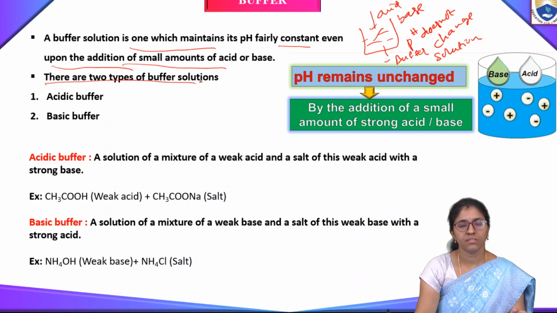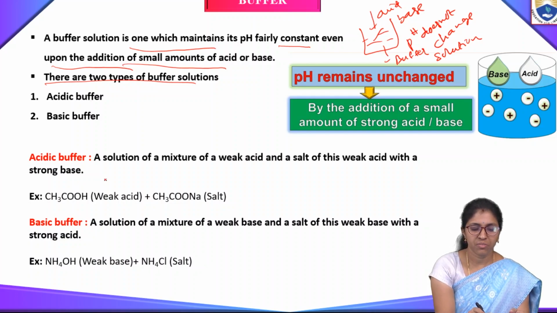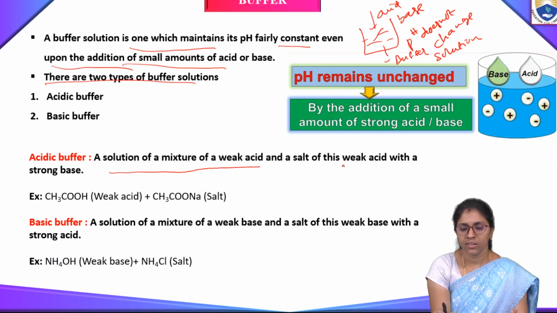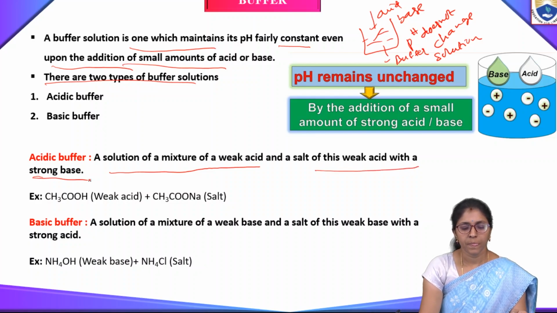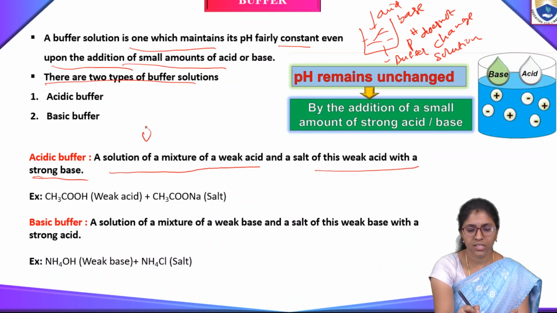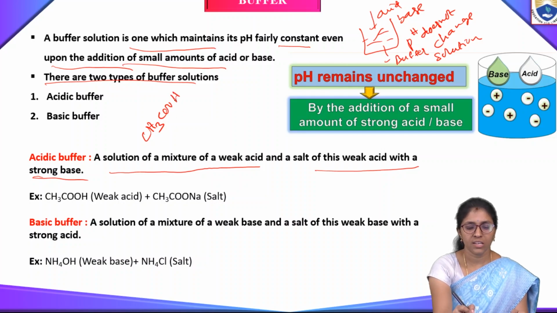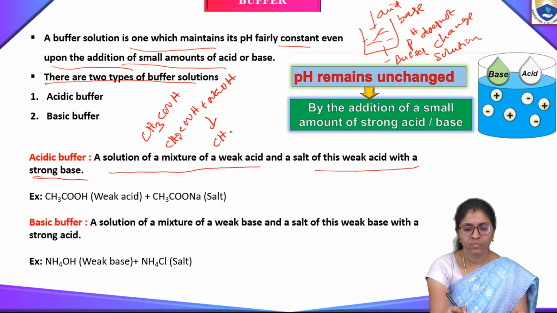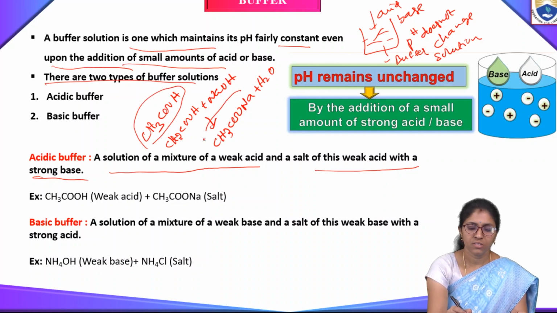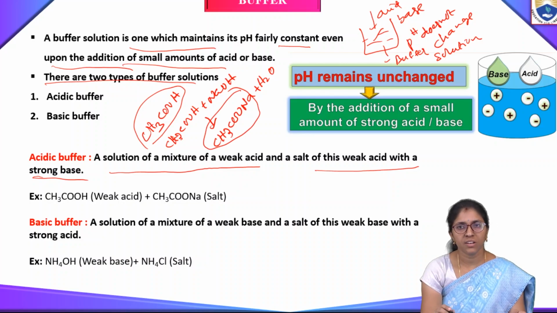These are again of two types: acidic buffer and basic buffer. An acidic buffer is a solution of a mixture of a weak acid and the salt of the weak acid with a strong base. Here an example of a weak acid is acetic acid. When it is treated with a strong base, it will give the salt CH3COONa and water. So the acidic buffer is a mixture of acetic acid and the sodium salt of acetic acid.